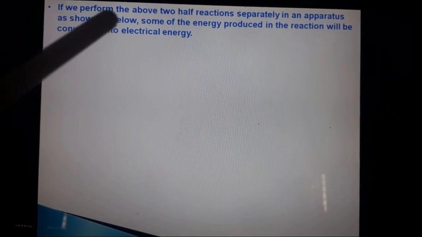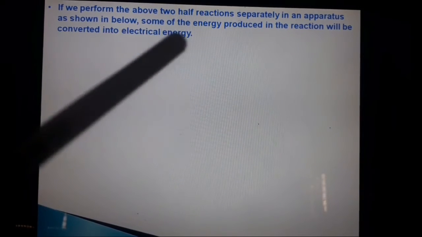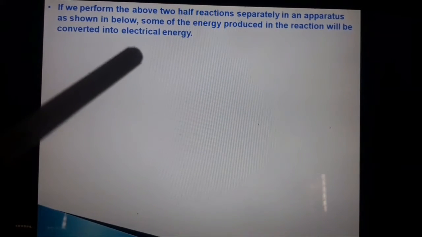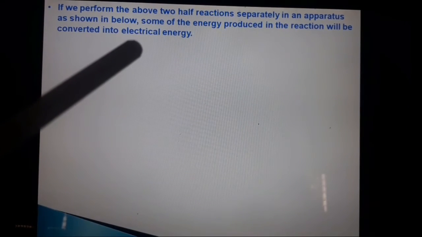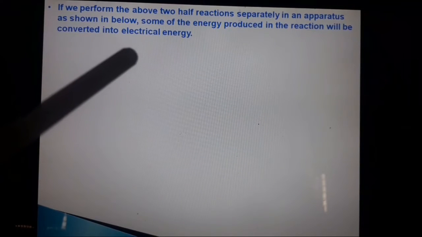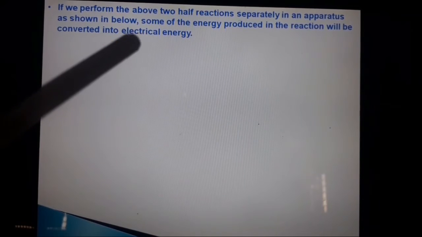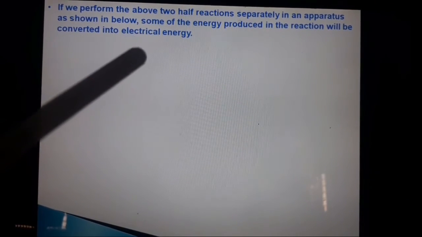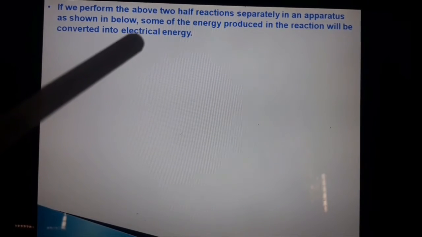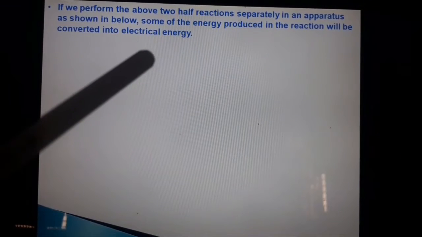Okay, if we perform the above half reactions separately in an apparatus, the energy produced in the reaction will be converted to electrical energy. From this reaction, we take the electrical energy produced by this chemical movement, that is electron movement from one electrode to another electrode. The chemical energy is converted to electrical energy, and that electrical energy we use externally.